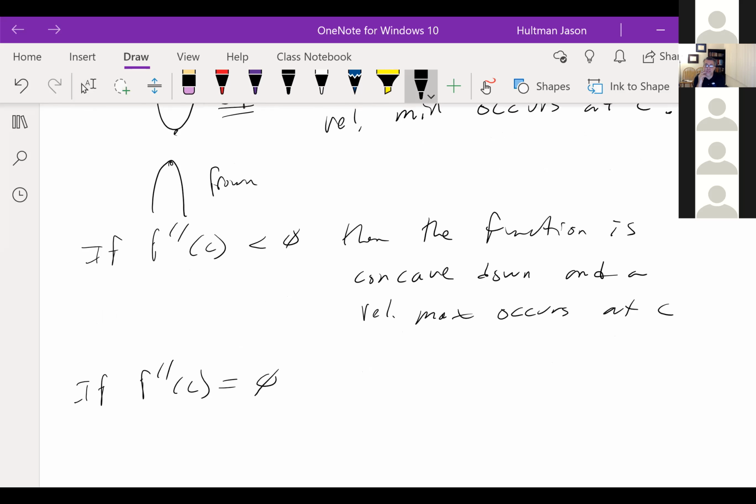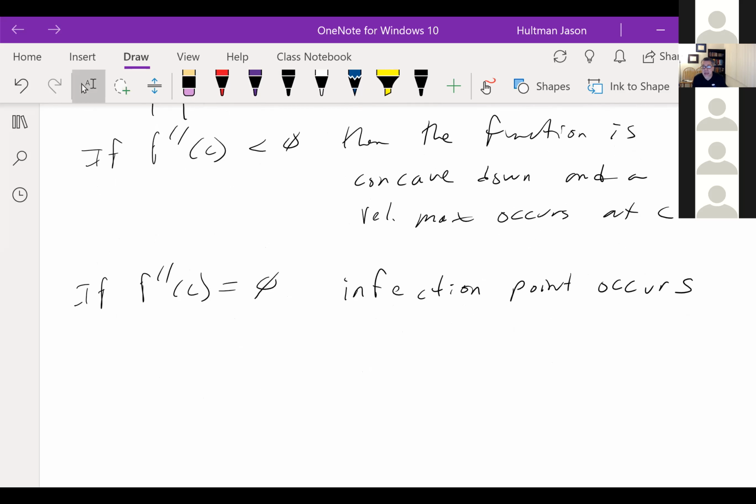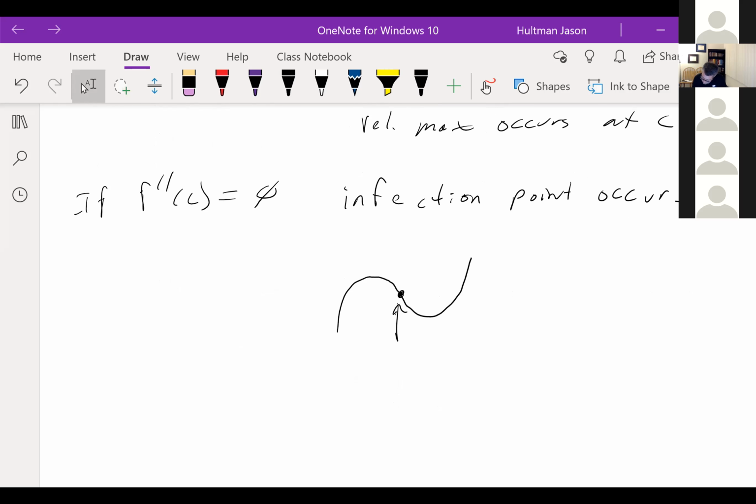If the second derivative is equal to 0, something very special happens. We call this an inflection point. An inflection point occurs, and that is when we change concavity. That is where concavity changes. We go from concave down to concave up, and we say, this point here is an inflection point.